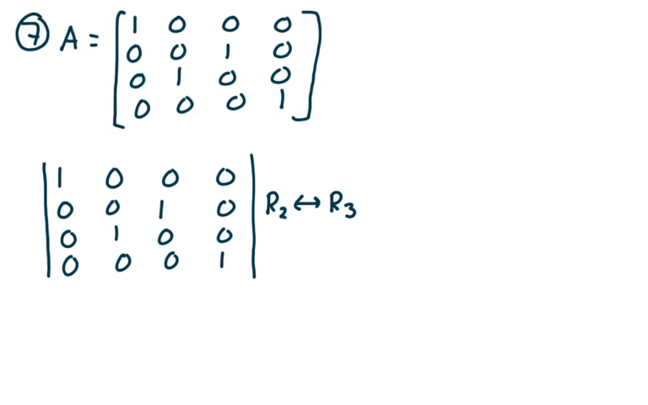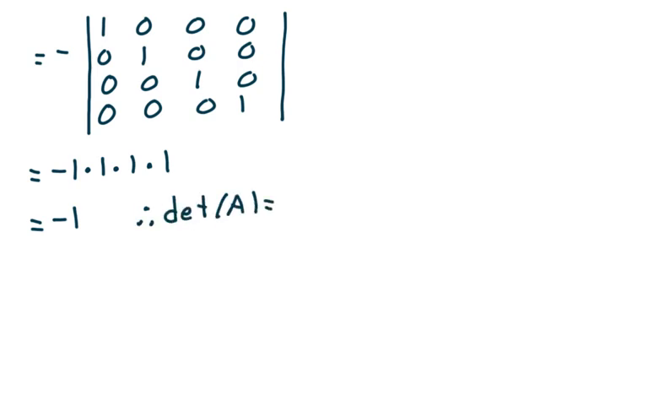But when you do that, you end up changing the sign of the determinant. And so this is negative the determinant of 1, 0, 0, 0, 0, 1, 0, 0, 0, 0, 1, 0, 0, 0, 0, 1. And then the correct answer here is negative 1 times 1 times 1 times 1, which is negative 1. Therefore, the determinant of A is negative 1. That's how we do number 7.